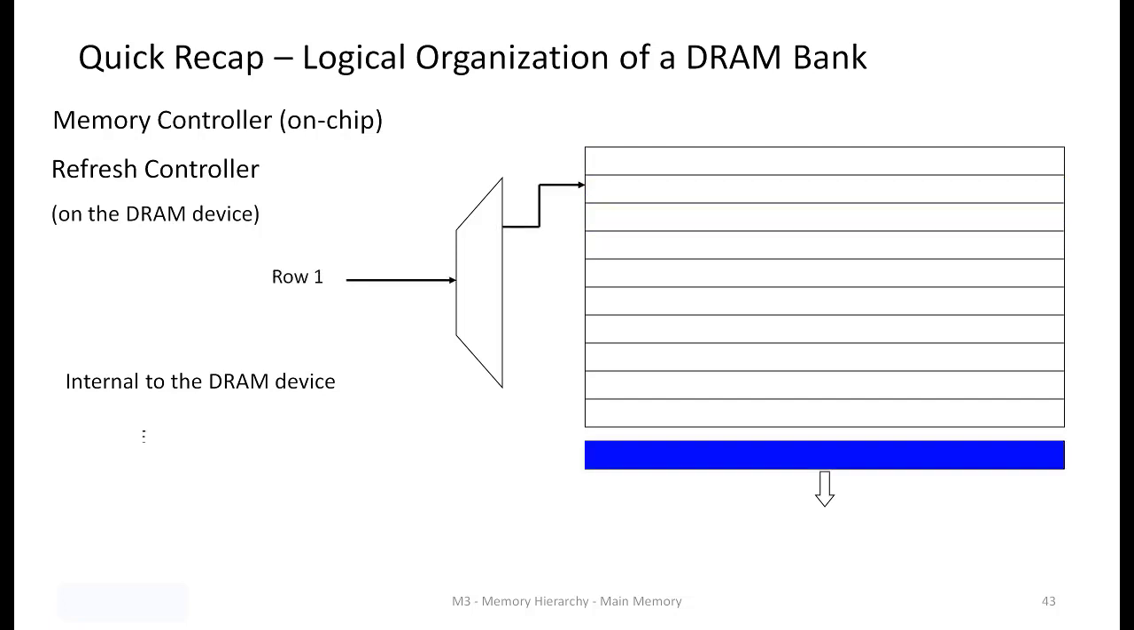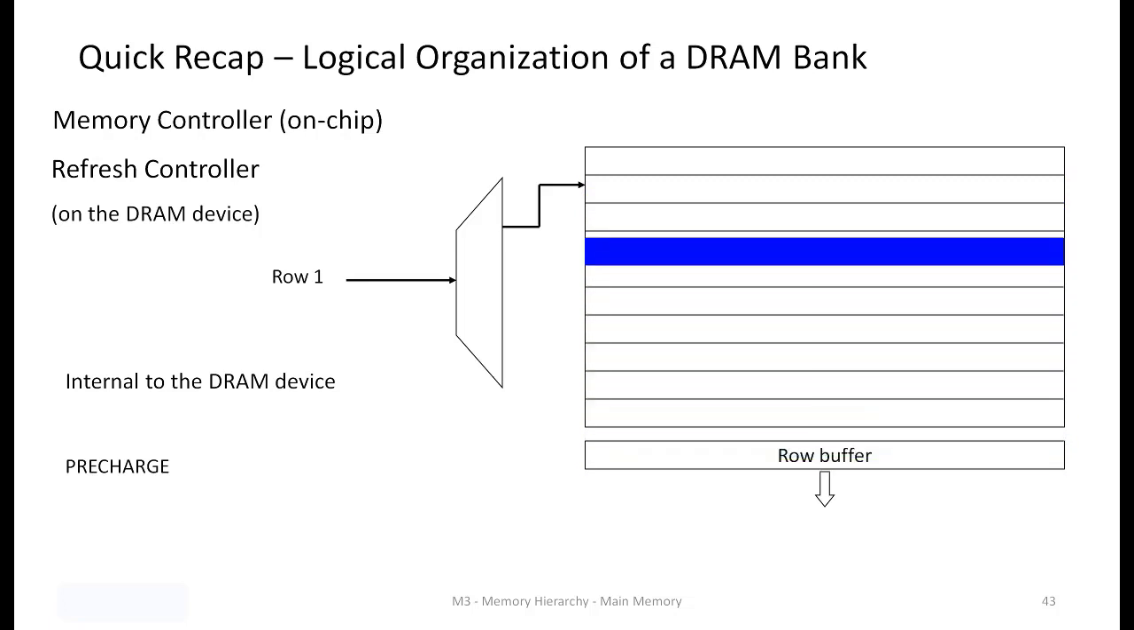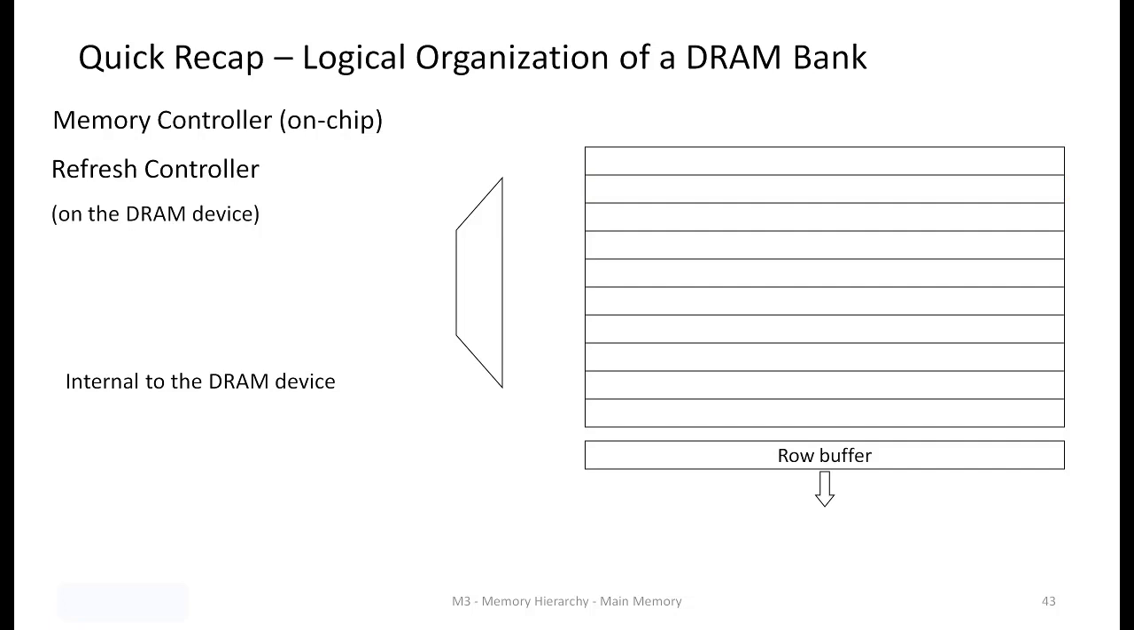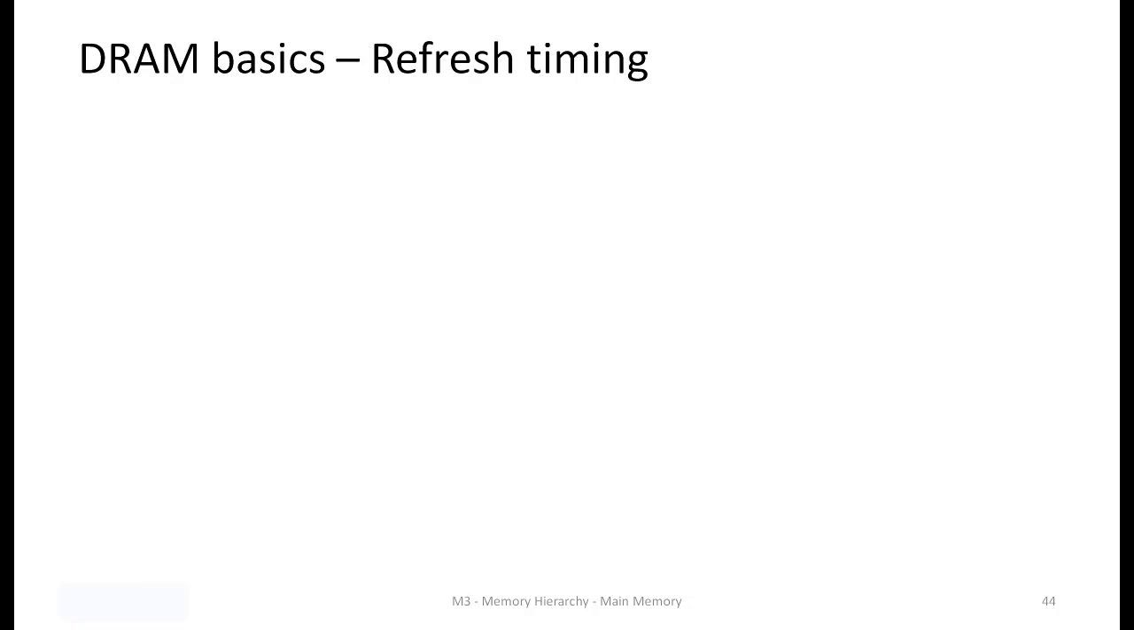Another row, activate, and a precharge. So the refresh controller will issue a sequence of activates and precharges for the rows in the banks or the sub banks of this DRAM device. Now the question is, will the refresh controller refresh all the rows in a single go, or does it have any other way of handling it? With that, we will look at the refresh timings.